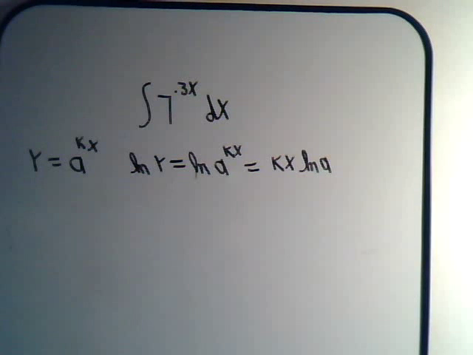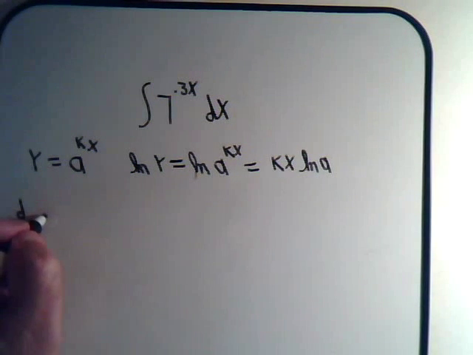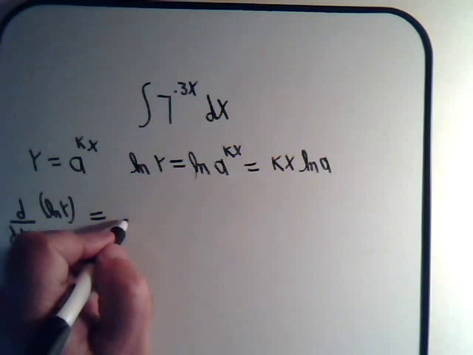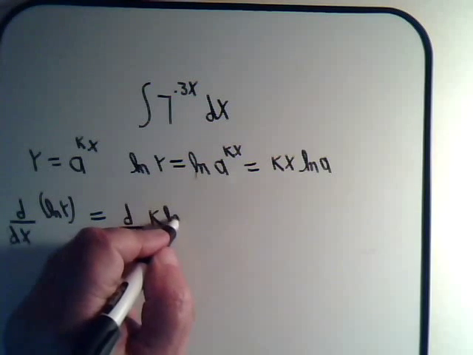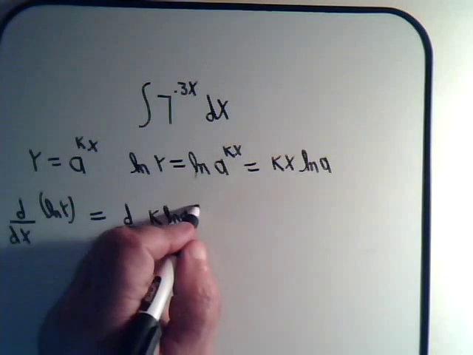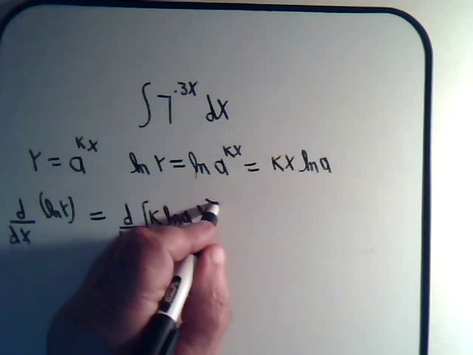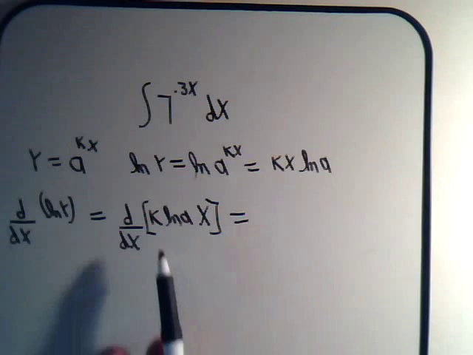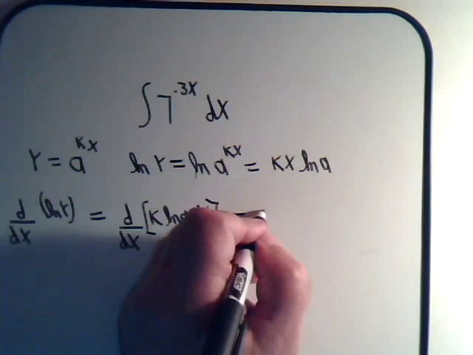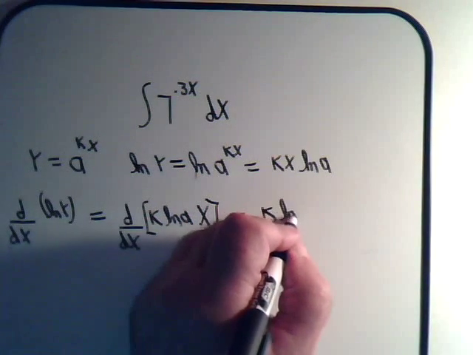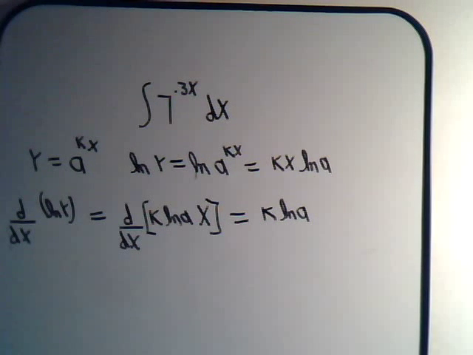And let's take the derivative of this side of the equation. So here we'd have d dx of the natural log of y. That would be equal to d dx of the constant k times the natural log of a, which is a constant, times x. This is a constant, that's a constant, so this is just going to be these constants times dx dx, or this side of the equation is just k times the natural log of a.